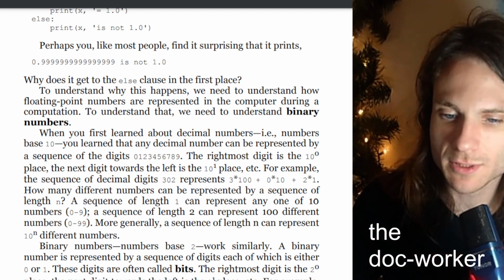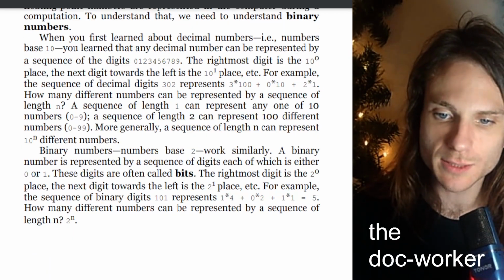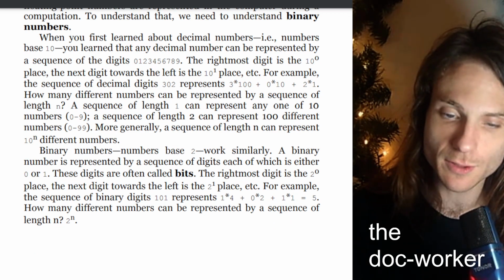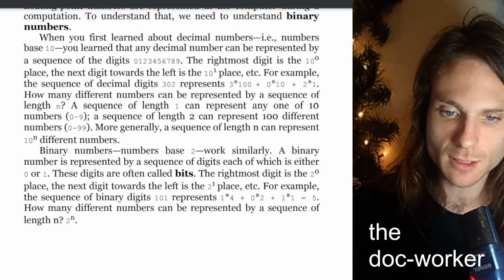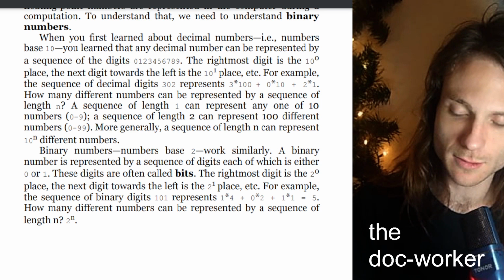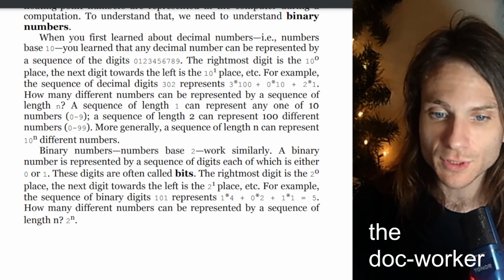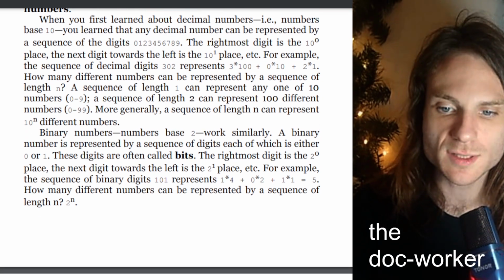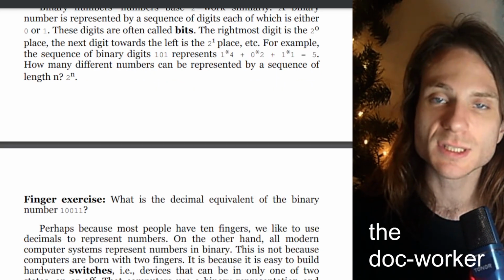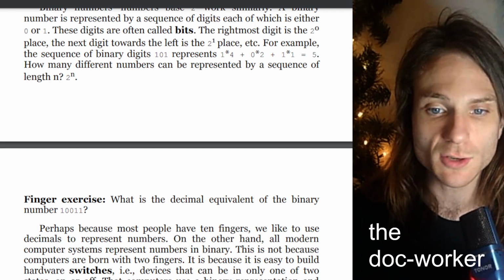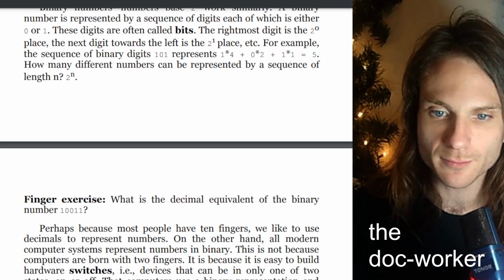How many different numbers can be represented by a sequence of length n? A sequence of length 1 can represent any one of 10 numbers, 0 through 9. The sequence of length 2 can represent 100 different numbers, 0 through 99. More generally, a sequence of length n can represent 10 to the nth power different numbers. Binary numbers, numbers base 2, work similarly. A binary number is represented by a sequence of digits, each of which is either 0 or 1. These digits are often called bits, which is an abbreviation of binary digits, by the way.